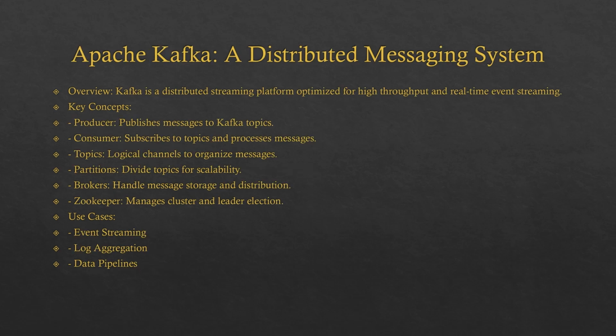Next, we have Apache Kafka, a distributed messaging system that excels at high throughput and real-time event streaming. Kafka's core components include producers who publish messages to topics, consumers who subscribe and process messages, and partitions that divide topics to enhance scalability. Kafka is great for event streaming, log aggregation, and building data pipelines.